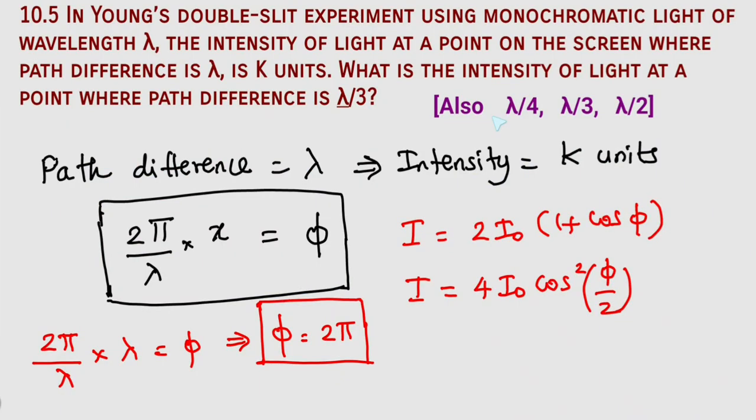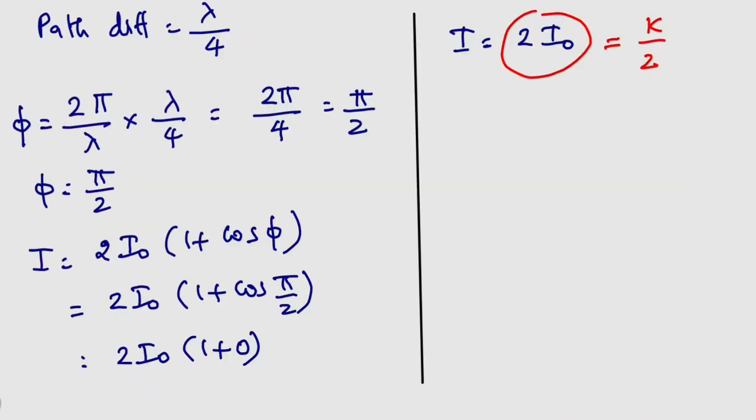So now let us find for the other path difference values also. In this question it's only lambda by 3, but in previous years they have asked for the other path differences also. So let us do a few more. I have written here lambda by 4, lambda by 3 we already did. So lambda by 4 and lambda by 2 we will try now.